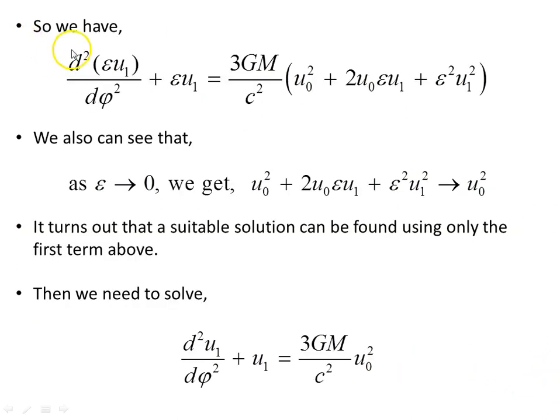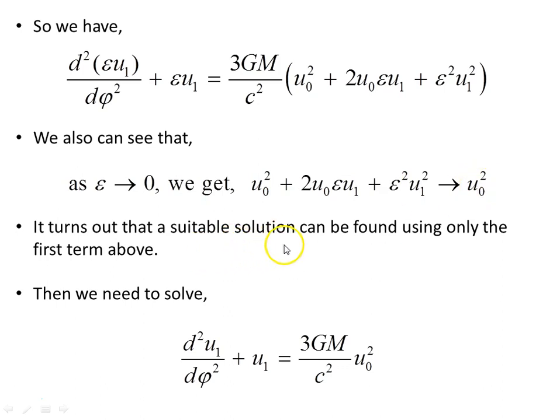Alright, so here's what we've achieved so far for the first order part. We're finding the solution here to this object for the first order part. We're seeking to find what is u1. Now we can also see that as epsilon approaches 0, in the parentheses here we have u0 squared plus 2 u0 epsilon u1 plus epsilon squared u1 squared. In the limit as epsilon goes to 0, we're left with just the u0 squared part.